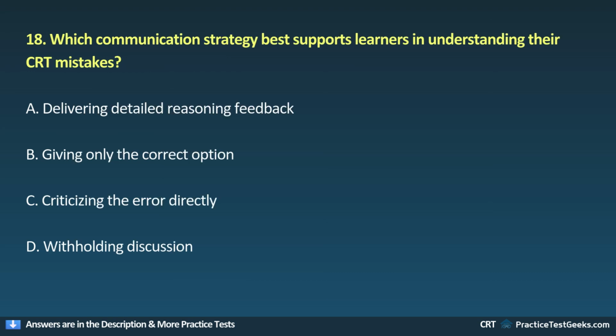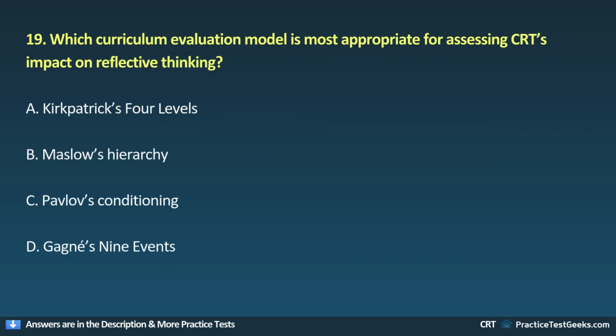18. Which communication strategy best supports learners in understanding their CRT mistakes? A. Delivering detailed reasoning feedback. B. Giving only the correct option. C. Criticizing the error directly. D. Withholding discussion.